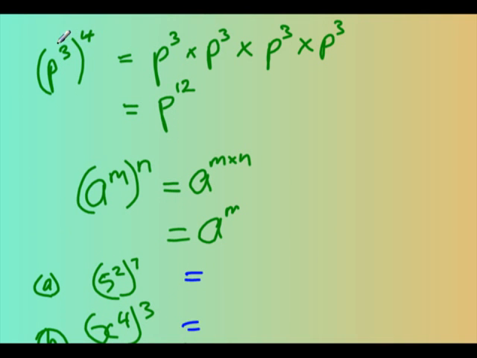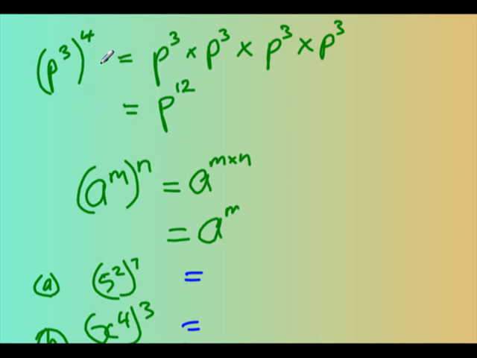Raising to the fourth power means we have p to the third repeated and multiplied by itself once, twice, 3 times, 4 times. If that's the case, then we're going to have p times p times p, p times p times p, p times p times p, p times p times p. How many times do we have p multiplying by itself in all? 3, 6, 9, 12. 12 times. And so we have p to the 12th power.